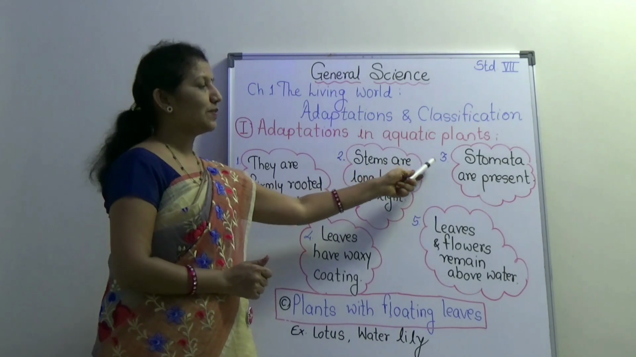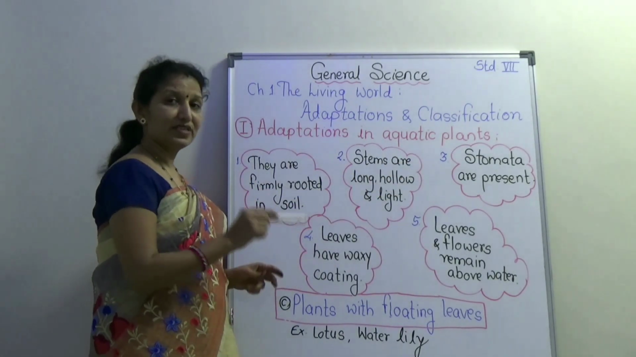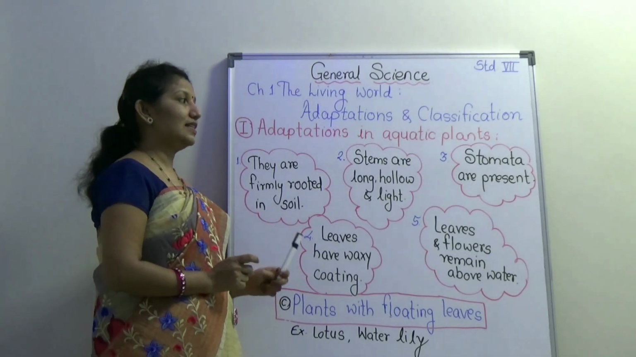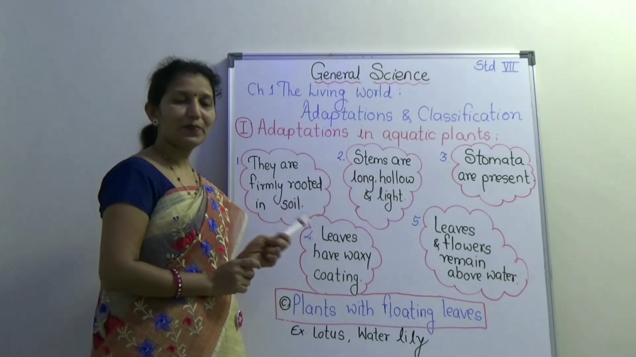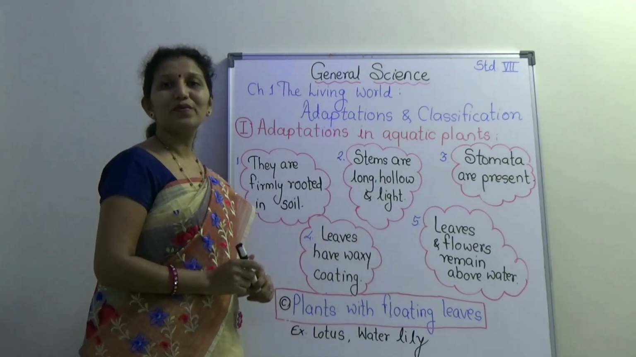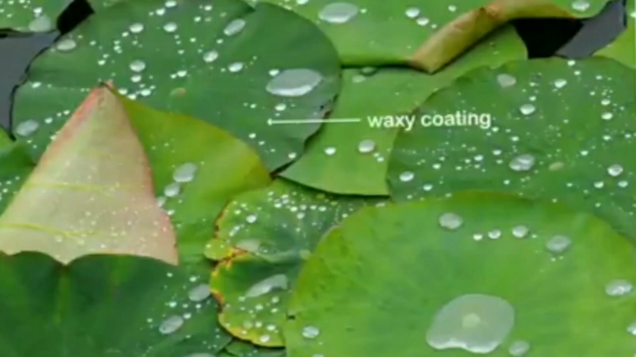Then stomata are present on leaves. The leaves are round in shape, they are big in size, and on these leaves there are stomatal openings. Then leaves and flowers remain above water. That's why they are called floating. And leaves have a waxy coating.